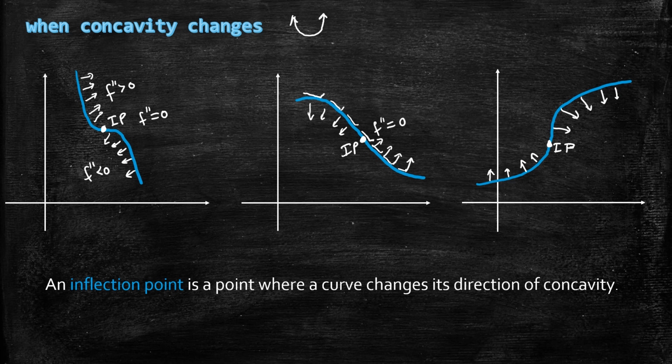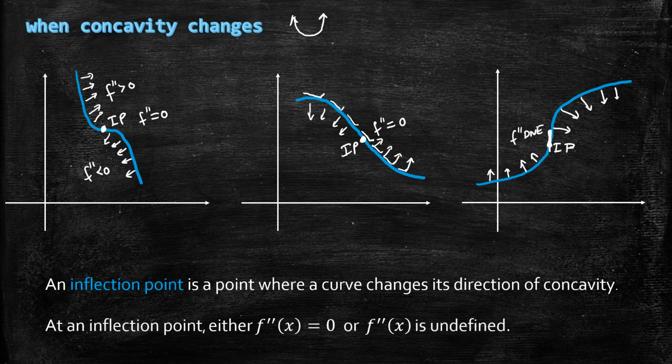But for the third example, if you notice, there's a vertical tangent line there. So that means f prime is undefined, which means f double prime is also undefined. So that leads us to another important conclusion: at an inflection point, either f double prime is 0 or f double prime is undefined. That's the only way in which a curve can really change concavity.